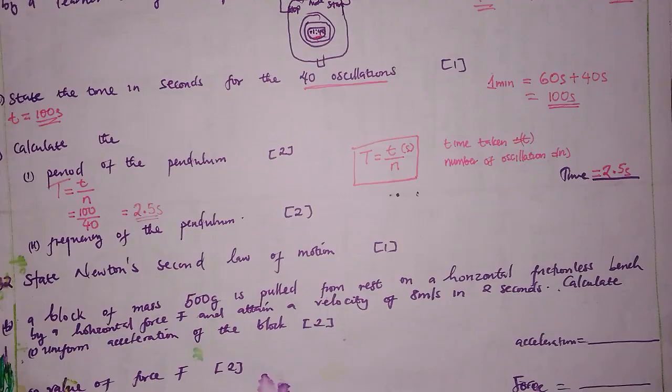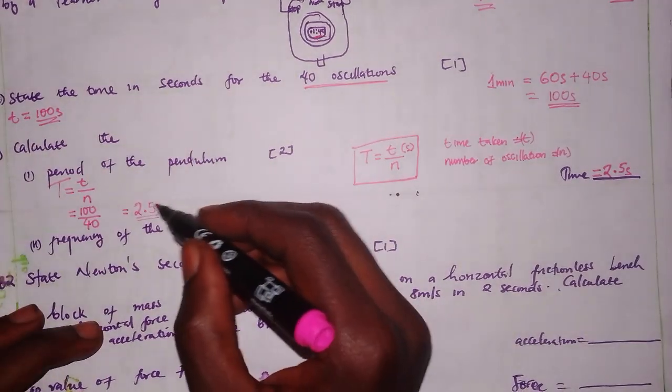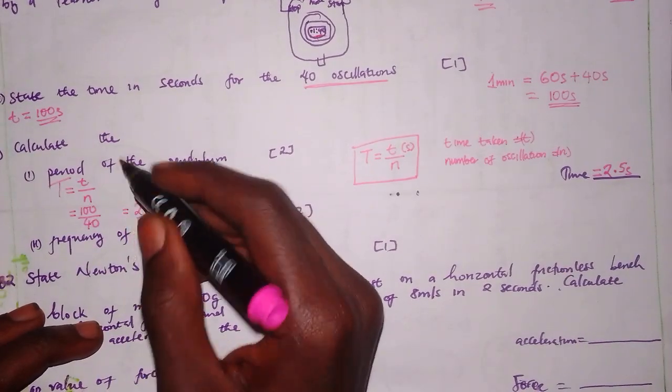Yeah. So which means you have gotten your 2 marks. Simple as that. So how do you get your 2 marks? So the first mark is where? Here. The formula.